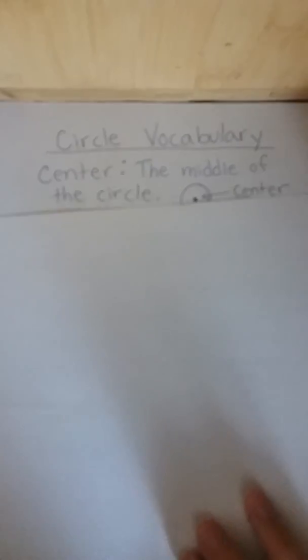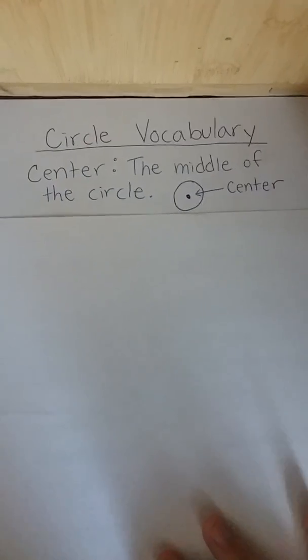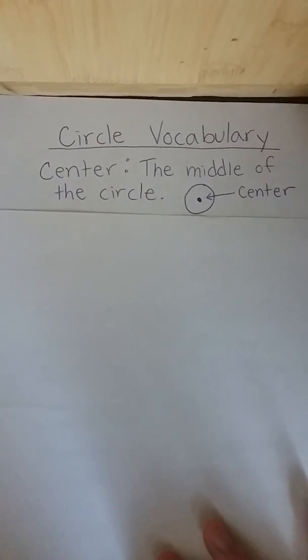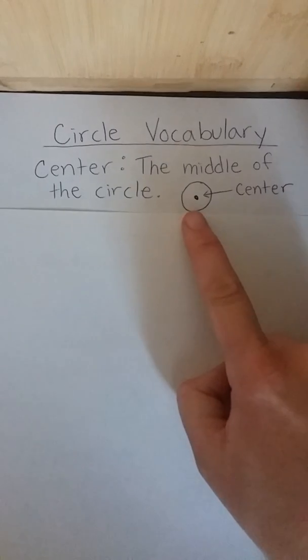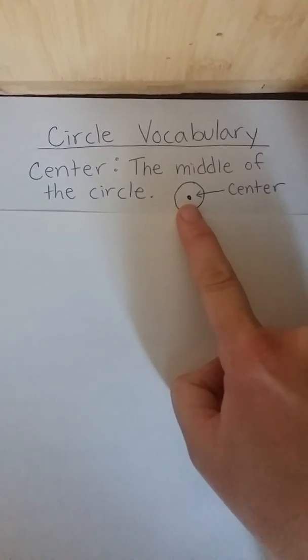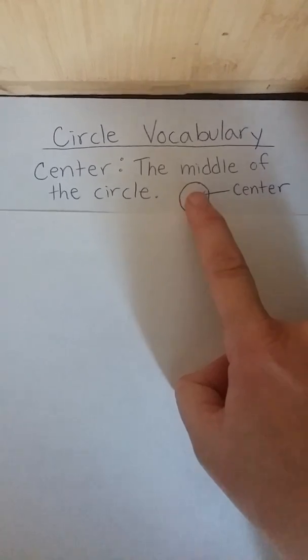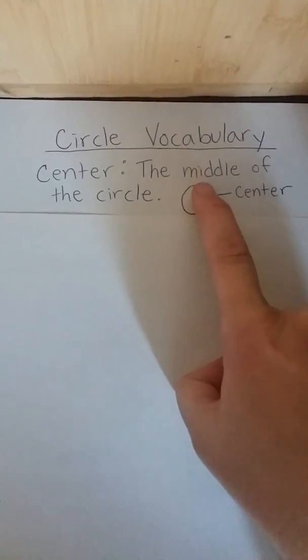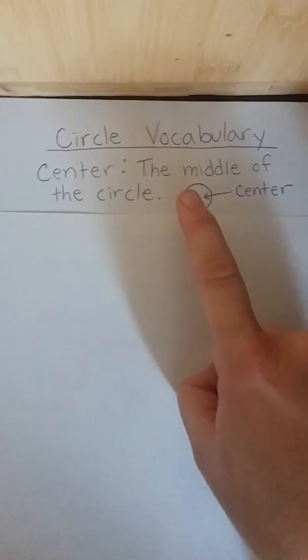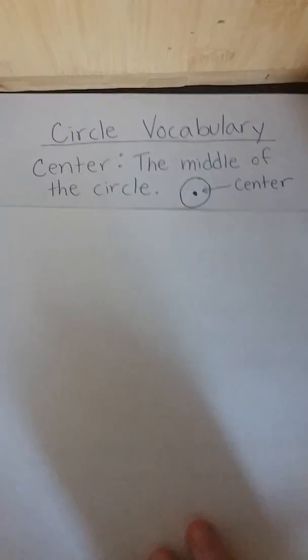Today we're talking about parts of a circle. And we're going to start by talking about some circle vocabulary. The first part of our circle vocabulary is center. The center is the middle of the circle. So this is the center right here. It's right in the middle of our circle. The distance from the center to anywhere on the circle is the same. It's the exact middle. It's the same distance from everywhere on the circle.